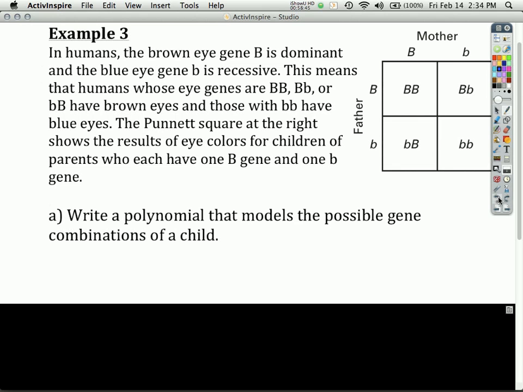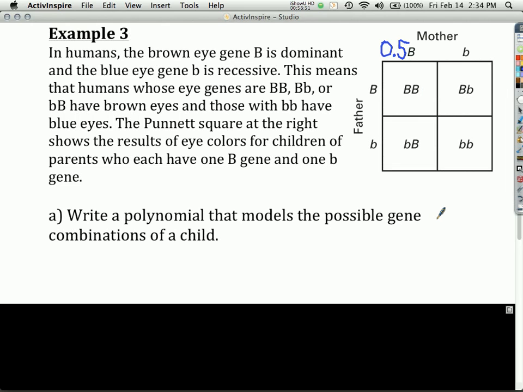So what we say is that the mother is 0.5 big B. And the mother is 0.5 little b. And when you add those two together, that's the mother. And the father, in this case, is actually the exact same setup. The father is 50% dominant, 50% recessive, and when you add them together, that's the father. So we're going to write a polynomial that models the possible combinations.